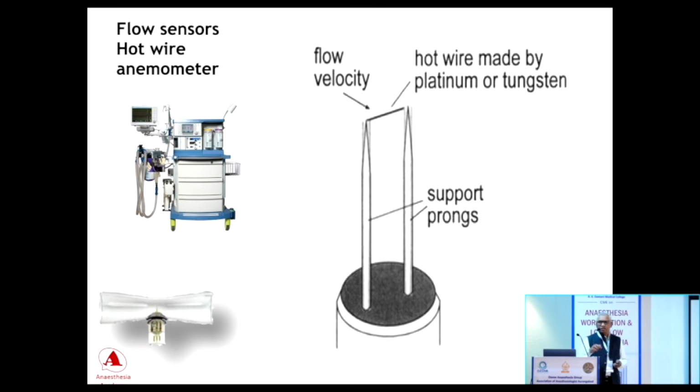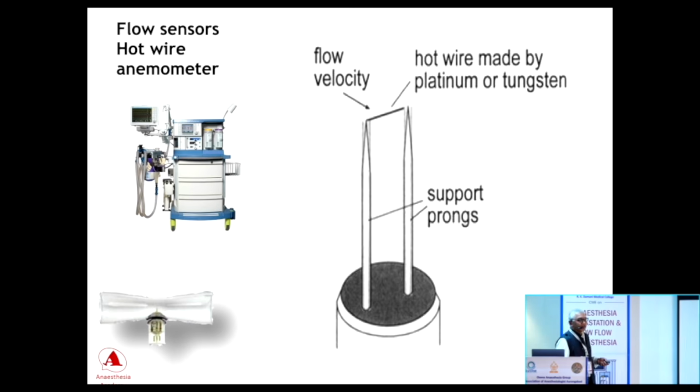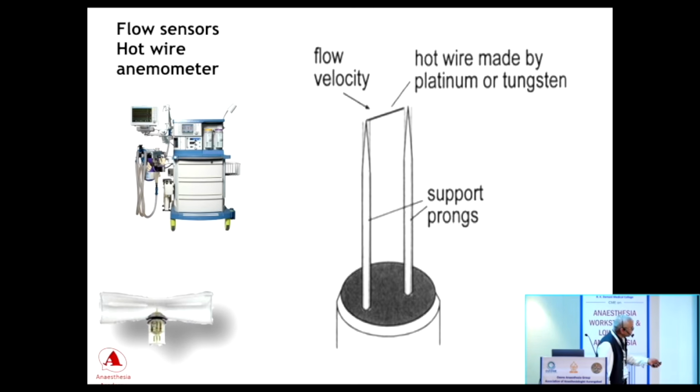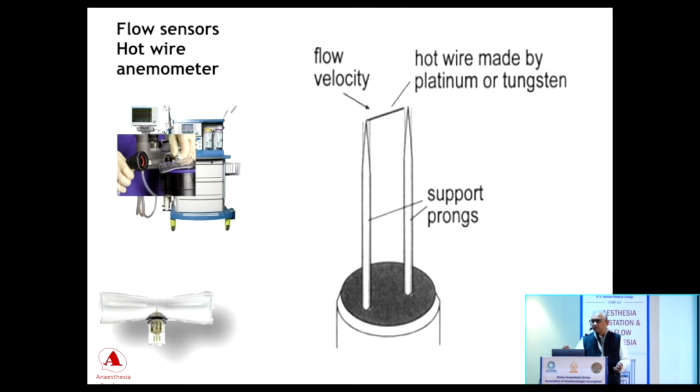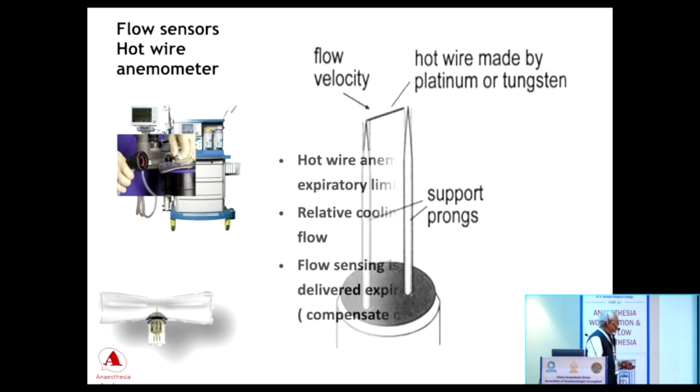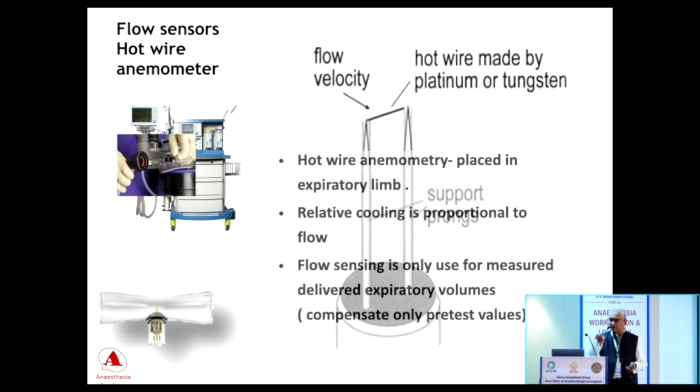This is a technology which is used in the Draeger machines, called a hot wire anemometer. How does this work? There are two tungsten or platinum wires in that particular sensor, which get heated up. The machine heats that wire, and when flow passes through this heated wire, it cools down, because the gas is cold. If more flow is going, the cooling will be more. If it is low flow, the cooling will be less. On that basis, the machine identifies and gives you an idea about the tidal volume or whatever volume it is giving.